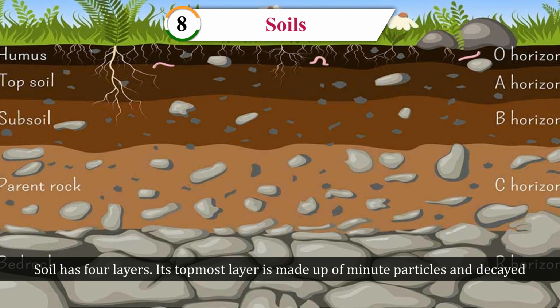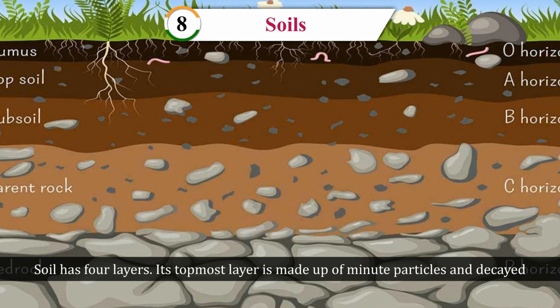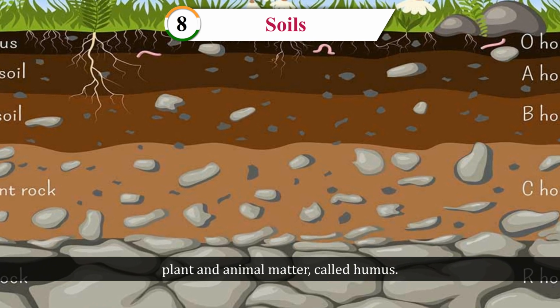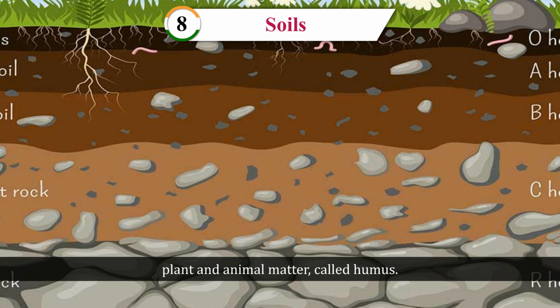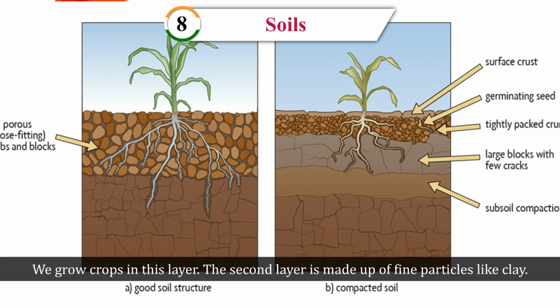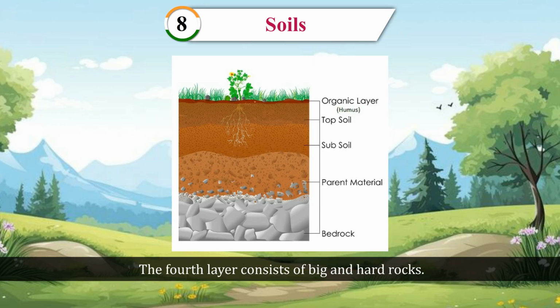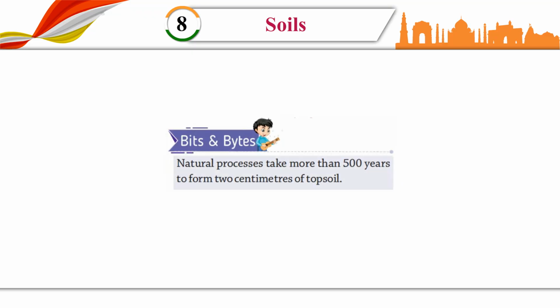Soil has 4 layers. Its topmost layer is made up of minute particles and decayed plant and animal matter called humus. We grow crops in this layer. The second layer is made up of fine particles like clay. The third layer is a combination of rock materials and soil. The fourth layer consists of big and hard rocks. Bits and bytes: natural processes take more than 500 years to form 2 centimeters of topsoil.